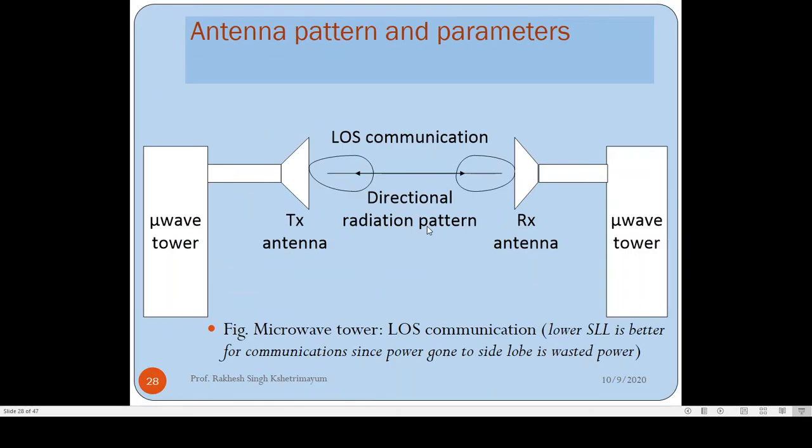We have discussed all these things. Now why am I saying that the side lobe level should be low? The signal which has gone in the side lobes is actually a wastage of power. Consider the case of microwave towers 1 and 2 fitted with a transmitting antenna and a receiving antenna. This is the main beam pattern of the transmitting antenna and receiving antenna. They are doing line of sight communication, and if we have some side lobes here, the signal which has gone in the side lobes won't be able to reach the receiving antenna. So basically that's why it's a wastage of power.